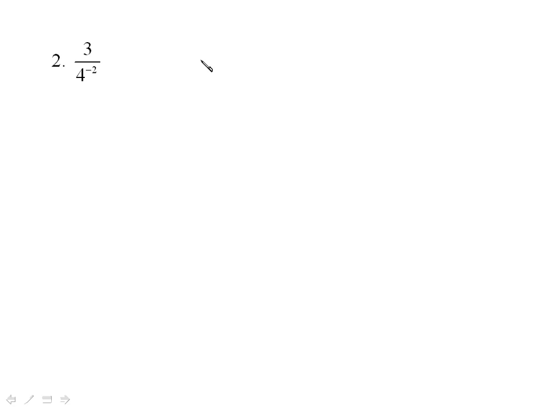Question number 2, 3 over 4 to the negative 2. You could also use your calculator, just go 3 divided by 4 to the negative 2. I'm not going to, I'll be traditional with it. I'll take that 4 to the negative 2 and take it to the numerator as 4 to the positive 2. So this becomes 3 times 4 squared, which is 16. 3 times 16 is 48.